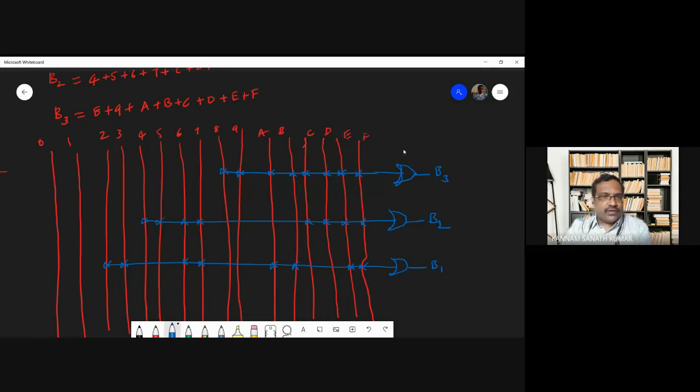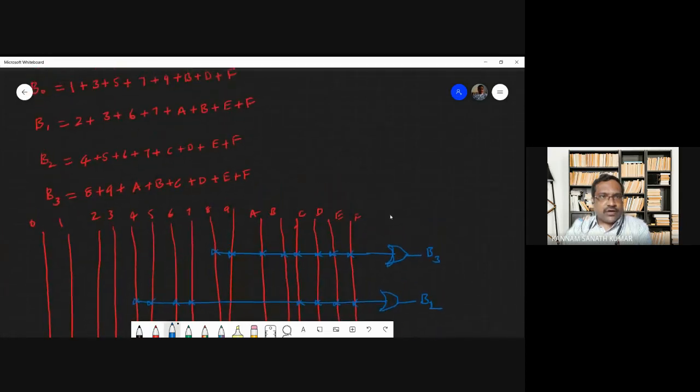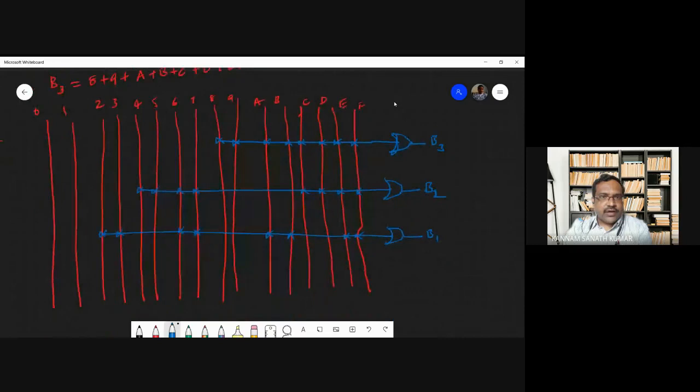If you consider B naught, it is the odd-numbered values: 1 or 3 or 5 or 7 or 9 or B or D or F. So this is an OR gate, and this is B naught.